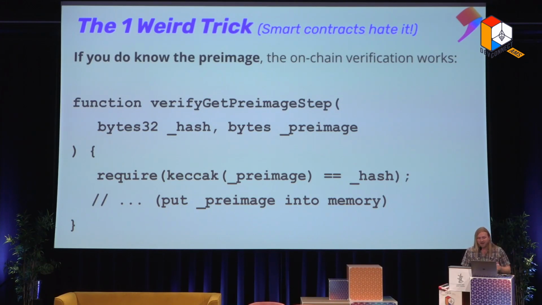The thing that I'll say before we go there, though, is that if you do know the preimage, then you can verify this step on chain, right? You basically do it in reverse. Even though a computer can't be given a hash and be told the preimage, if you give the computer the preimage and the hash, it can require that the hash of the preimage is equal to the output. And if that requirement is met, then it has all of the information to progress this VM, right?